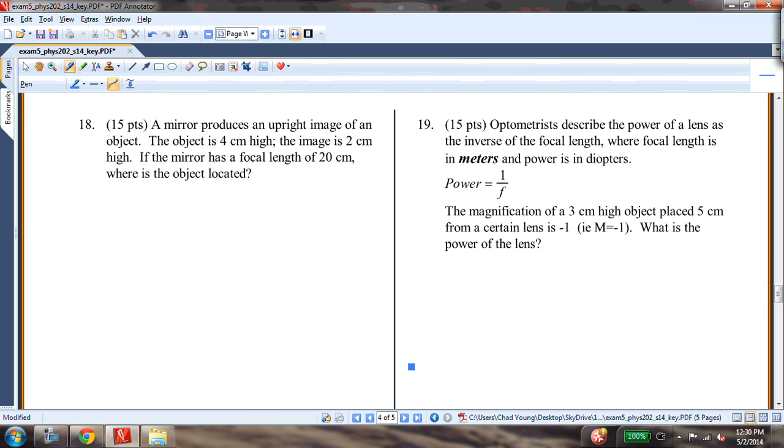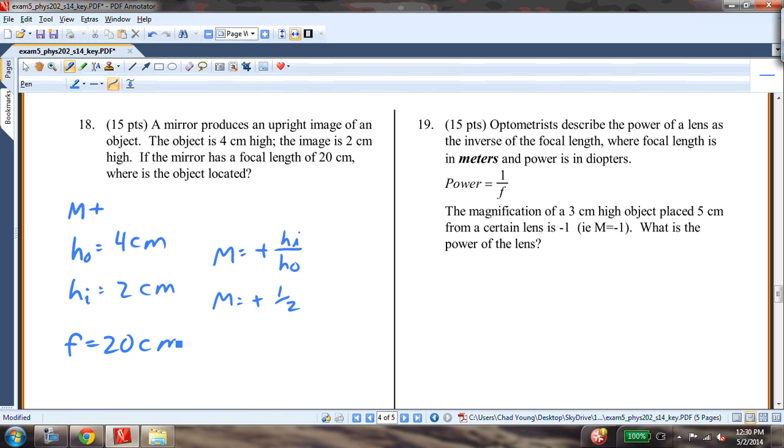Mirror produces an upright image of an object. All right, so it's upright. That means that the magnification is positive. The height of the object is 4 centimeters. The height of the image is 2 centimeters. Tells me that the magnification is plus HI over HO, plus 1/2. Mirror has a focal length of 20 centimeters.